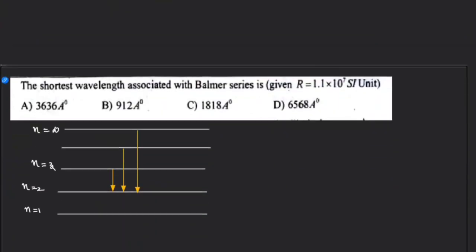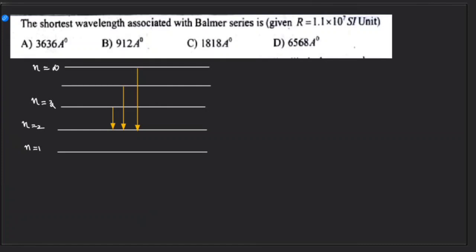So move to the first question. The first question is this: atoms. The shortest wavelength associated with Balmer series is. So we have to take this R is equal to 1.1 into 10 power 7, right?